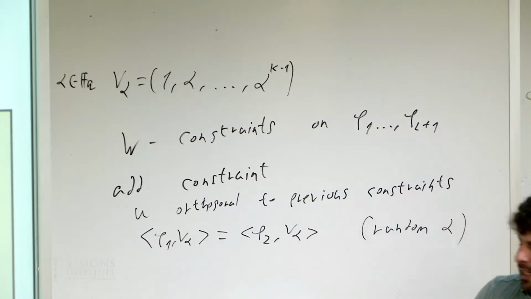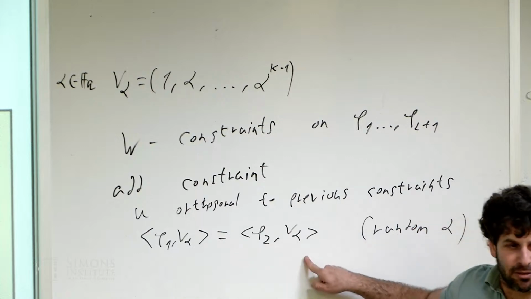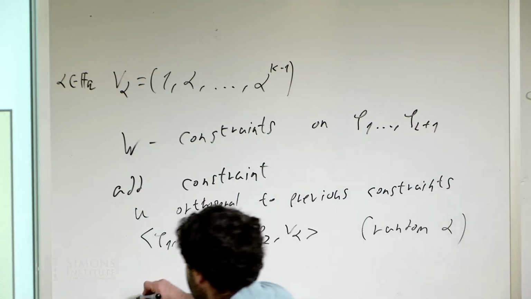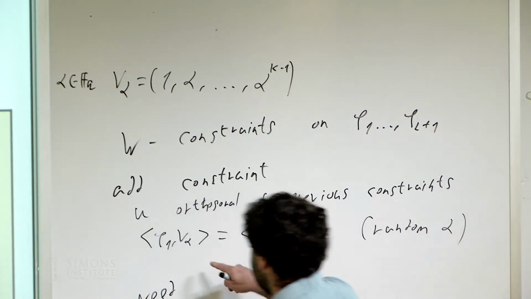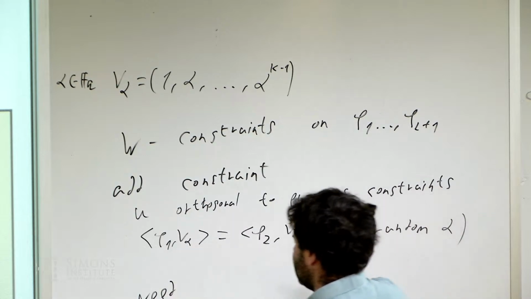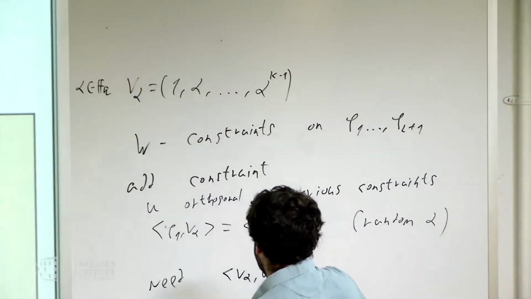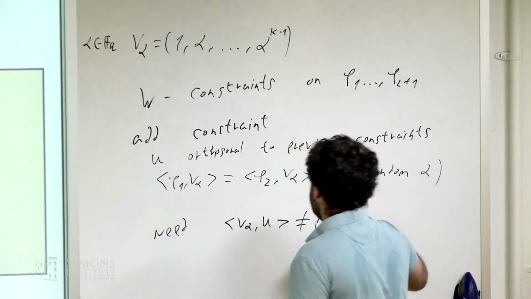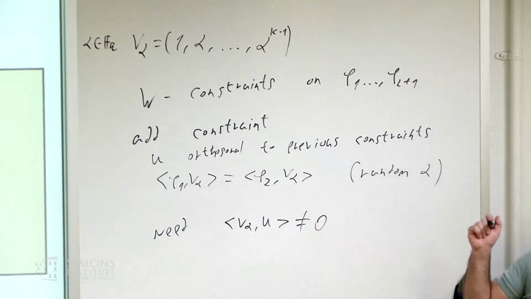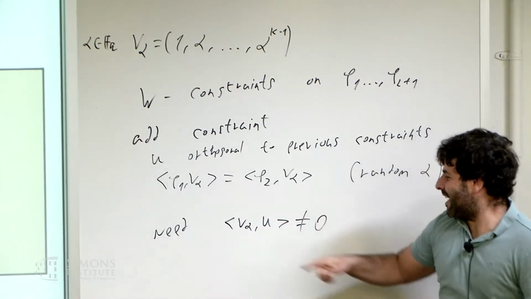And then this is going to add something new as long as the V alphas are not orthogonal to U. So we just need V alpha not to be orthogonal to U. And this is the sort of condition that we have.